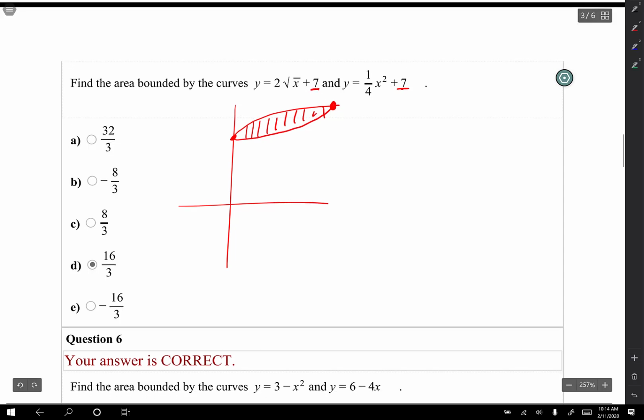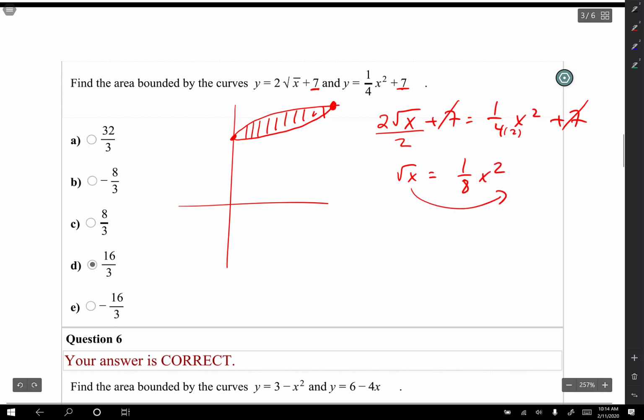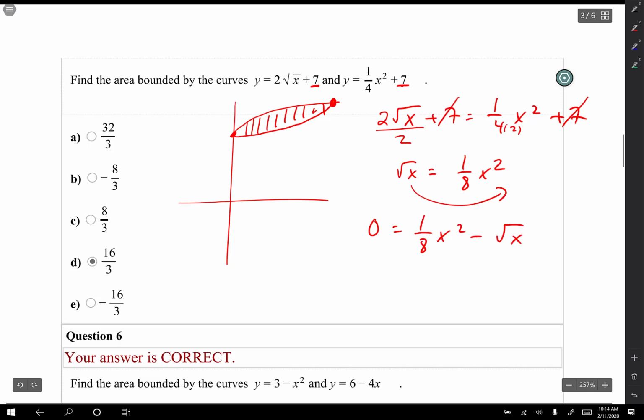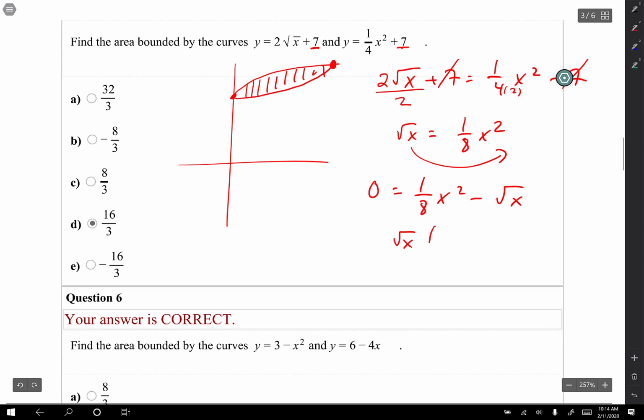Okay, so how do I do that? I set them equal to each other. 2 square root of x plus 7 equals 1/4 x squared plus 7. The 7's cancel out. And I think I want to divide by 2, guys. So I have the square root of x equals 1/8 x squared. I'm going to move the square root of x to the right: 0 equals 1/8 x squared minus square root of x. And I'm going to factor out a square root of x. So I have square root of x times (1/8 x to the 3/2 minus 1).